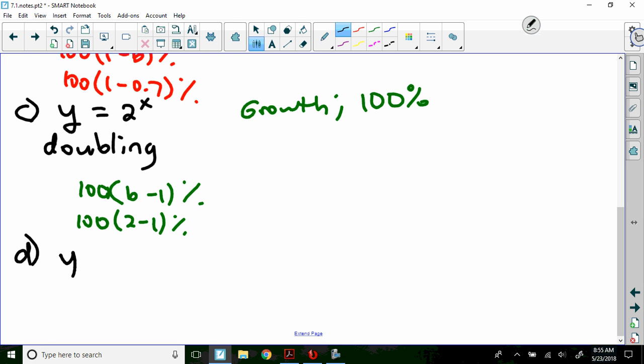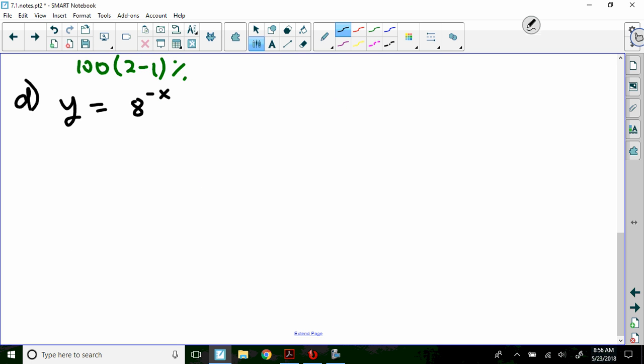Number D, y equals 8 to the negative x. I would be amazed, I would be overwhelmingly joyed, if someone could tell me the b value of this. This is kind of like a Transformer. Robots in disguise. More than meets the eye. Anybody got the b value, they think?